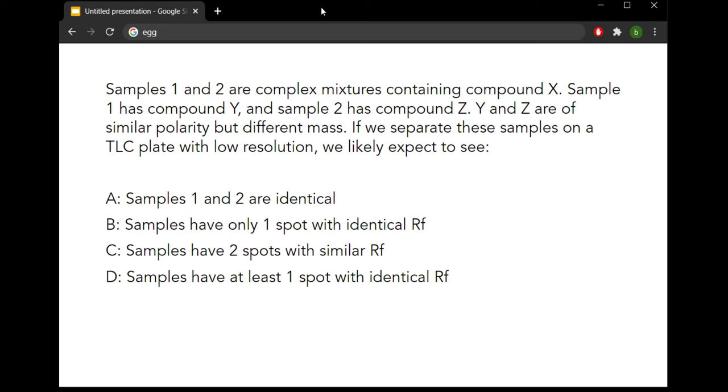So here's another question, right? Samples 1 and 2 are complex mixtures containing X. Sample 1 has Y and sample 2 has Z. So if Y and Z are of similar polarity but different mass, and we separate these samples on a TLC plate with low resolution, we likely expect to see which of the following? Take your time, plenty of time. Just think it through and put your answers in the chat.